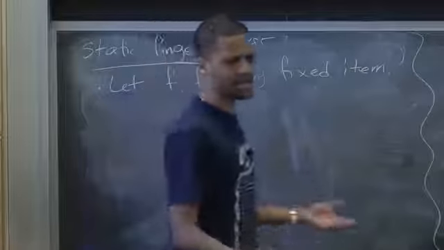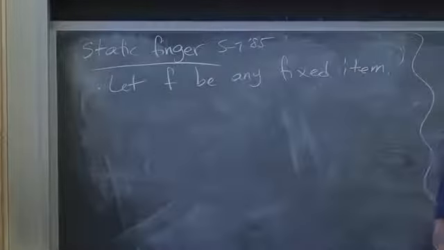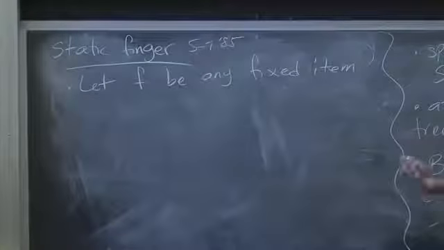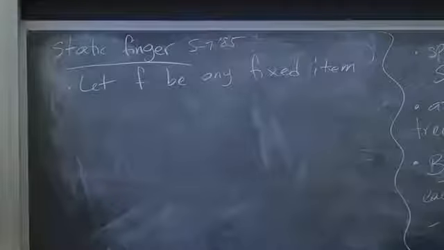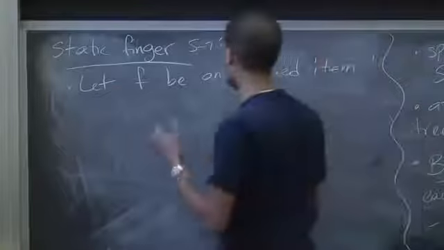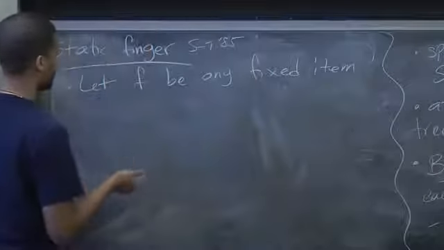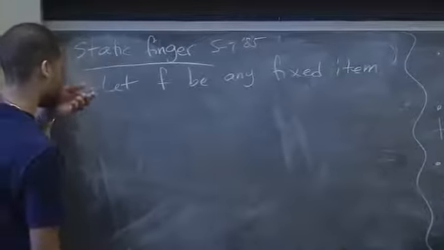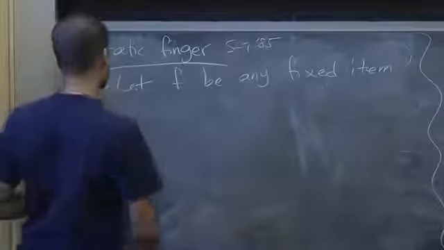Okay, and I said there are n items in this data structure. Let's just assume that the keys are actually 1, 2, 3 up to n. Since it's a comparison-based data structure, all that matters is relative ordering. So let's just assume that they're all ordered like this. So i is actually the rank of the ith item, but just assume it's the ith item, the ith key. Let f be any fixed item.